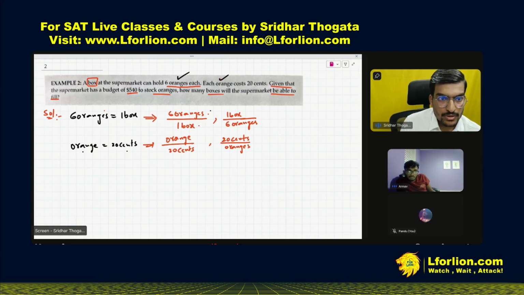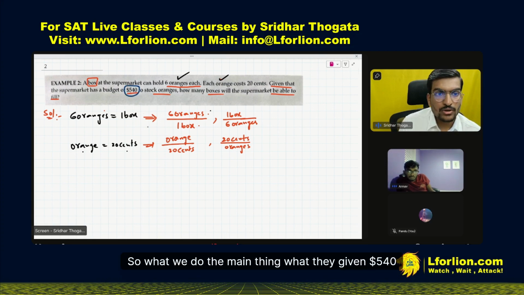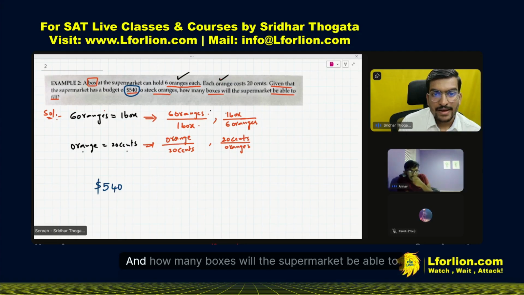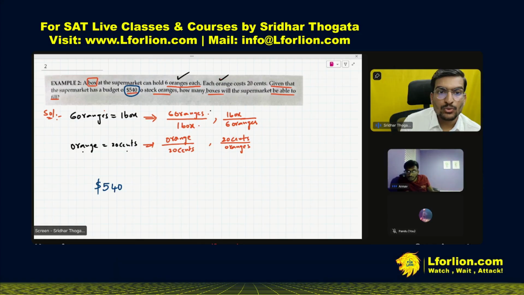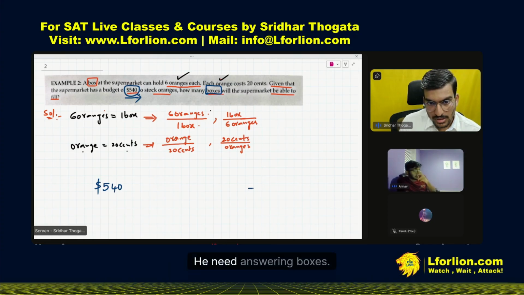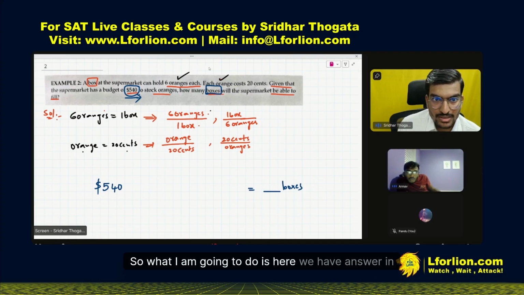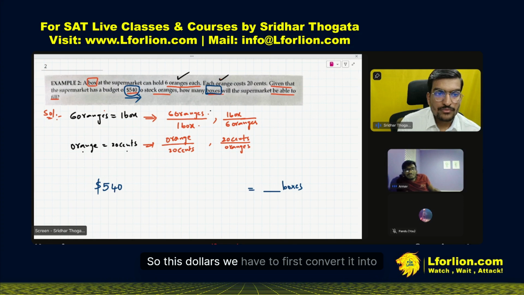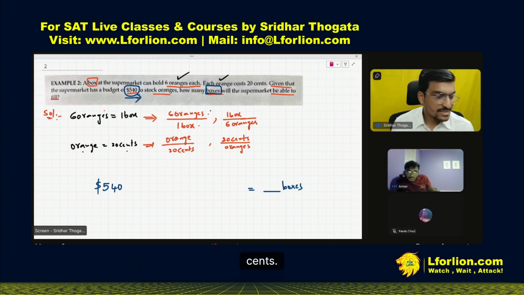So what we do, the main thing they have given is $540 to stock oranges. That is the budget, $540. And how many boxes will the supermarket be able to fill? They need the answer in boxes. The given quantity in the question is in dollars, and they need the answer in boxes. So what I'm going to do is, here we have dollars. This dollars, we have to first convert into cents.